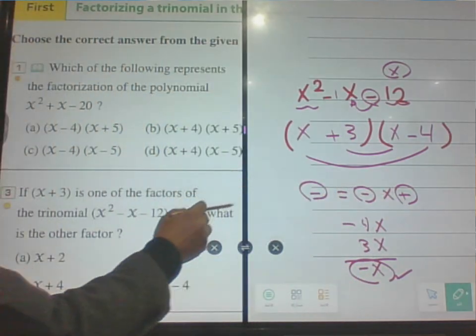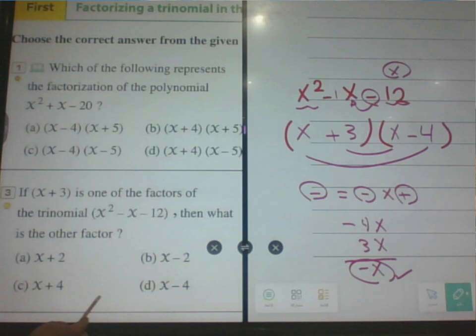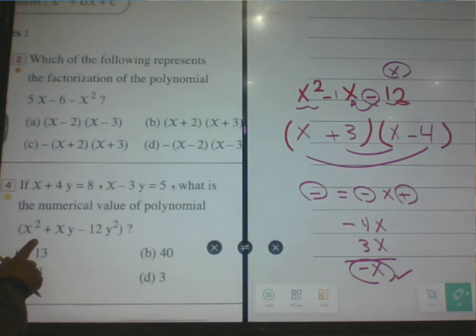Means the factorization will be x plus 3, the first factor, and the second factor will be x minus 4. X minus 4 here, choose letter D. Next question, number 4.